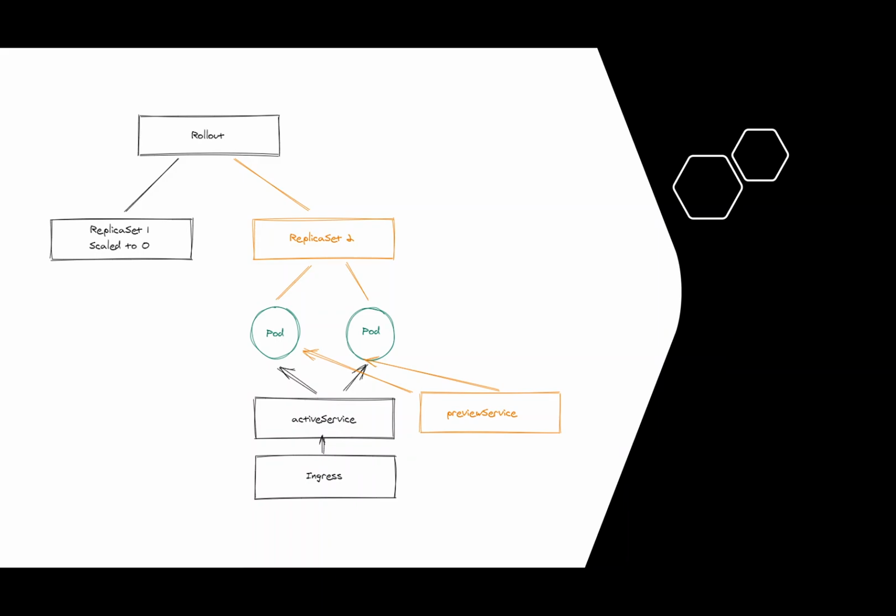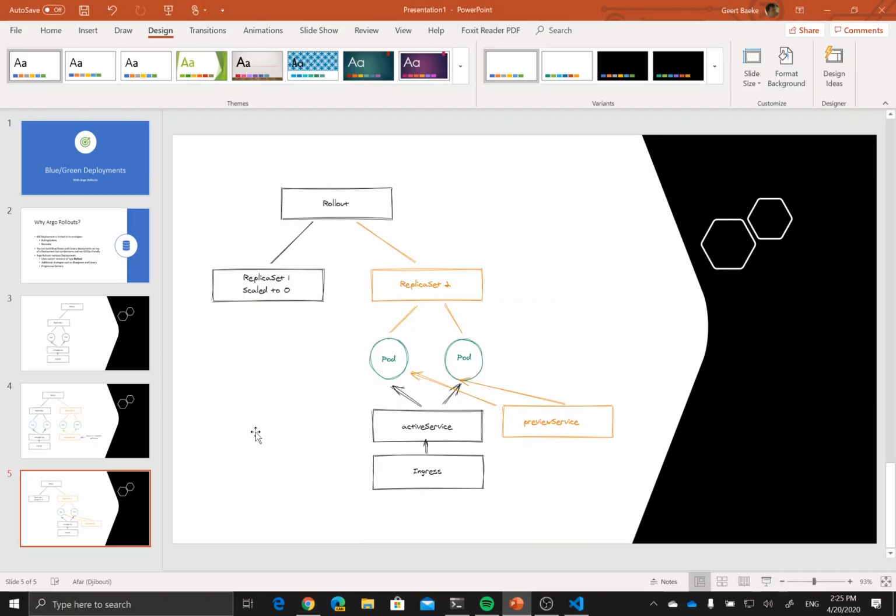And when that is working properly, or when that is done, the existing replica set will be scaled to 0. Now Rollout uses revisions for that, revision 1, revision 2, and so on. But basically, this is how it works. Now it's great to see it, hopefully in theory, but let's see how it works in practice.